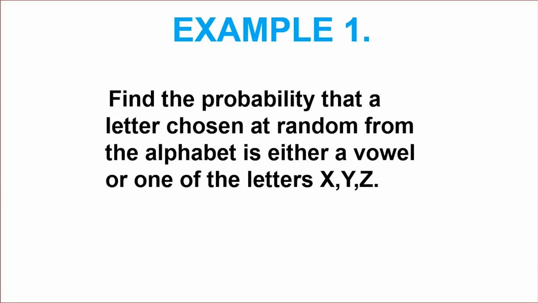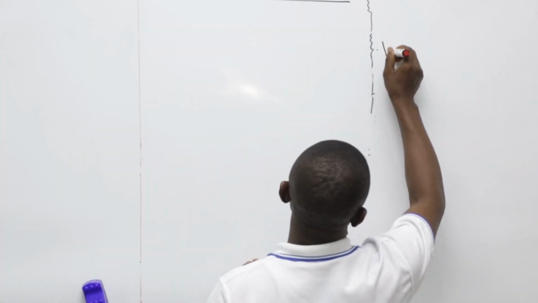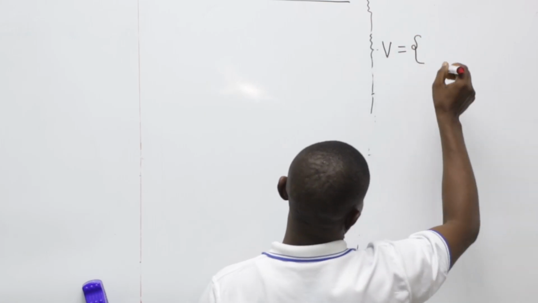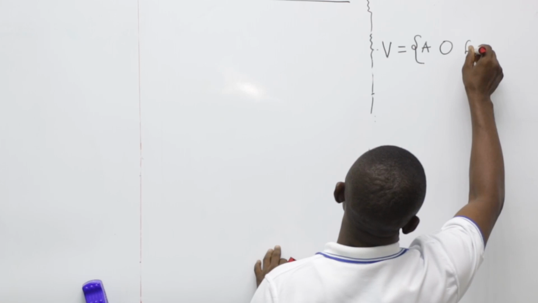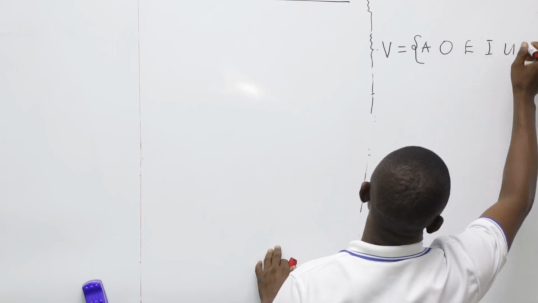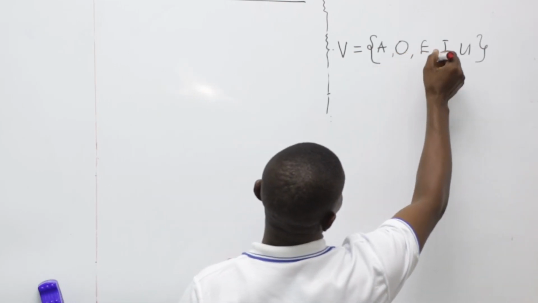Look at this question now. Find the probability that a letter chosen at random from the alphabet is either a vowel or one of the letters X, Y, Z. To handle this problem, you must know what a vowel sound is, and how many vowels there are in the letters A, B, C, D. Now let us list out the vowels. For the vowel sound, V, the elements of the sample event will be A, O, E, I, and U.